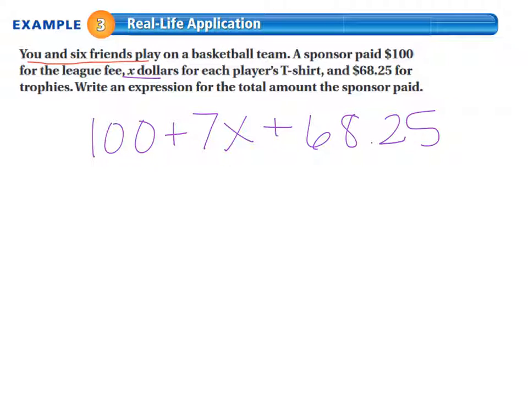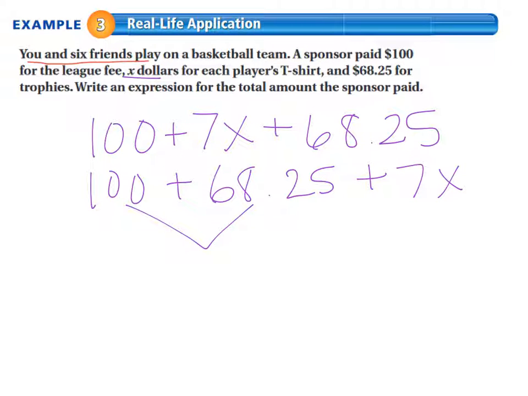So let's simplify this a little bit. First, I'm going to use the commutative property to shuffle these around so I can simplify. So if I move the 100 and the 68.25 a little closer together, then I can simplify these, which gives me 168.25 plus 7x. So now, whenever I find out the price for the t-shirts, I can just plug that in for x, and I'm going to have the total paid.